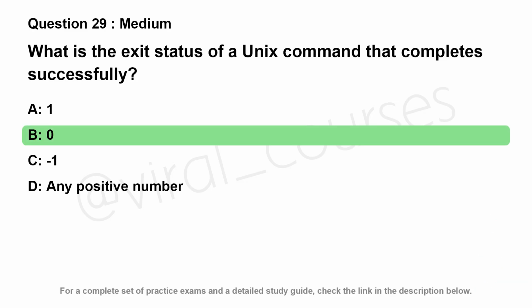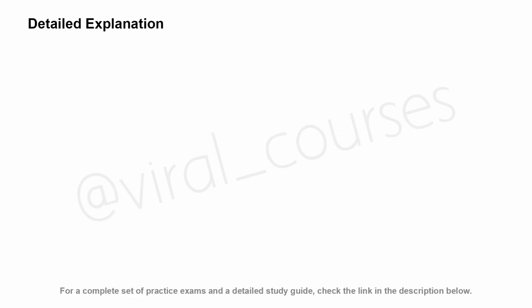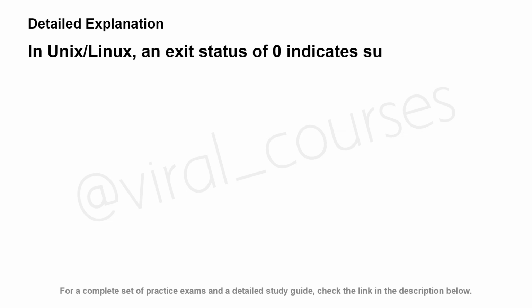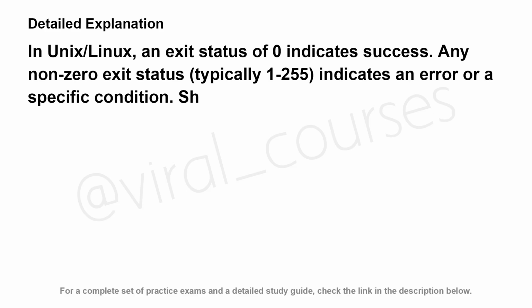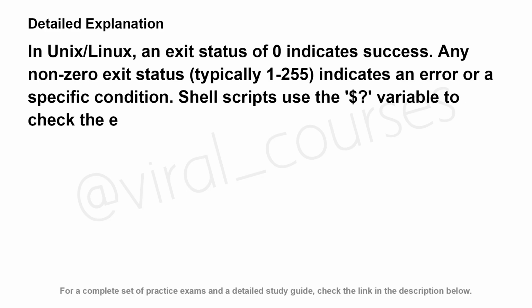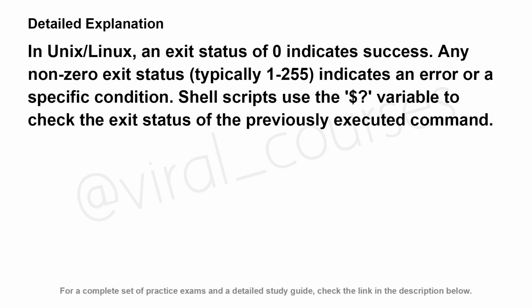The correct answer is B. In Unix/Linux, an exit status of 0 indicates success. Any non-zero exit status, typically 1 to 255, indicates an error or a specific condition. Shell scripts use the $? variable to check the exit status of the previously executed command.